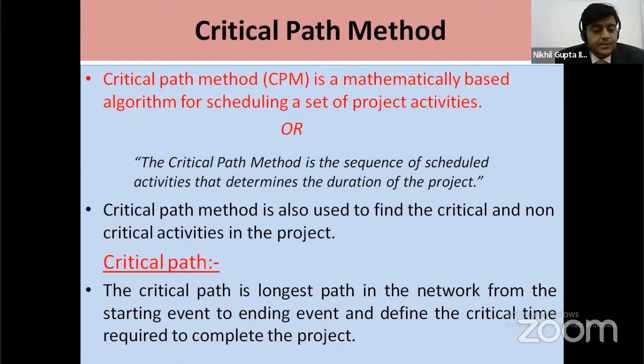Basically, the critical path is the longest path of any kind of network, which has some starting event to an end event, and defines the critical time required for the completion of a project.